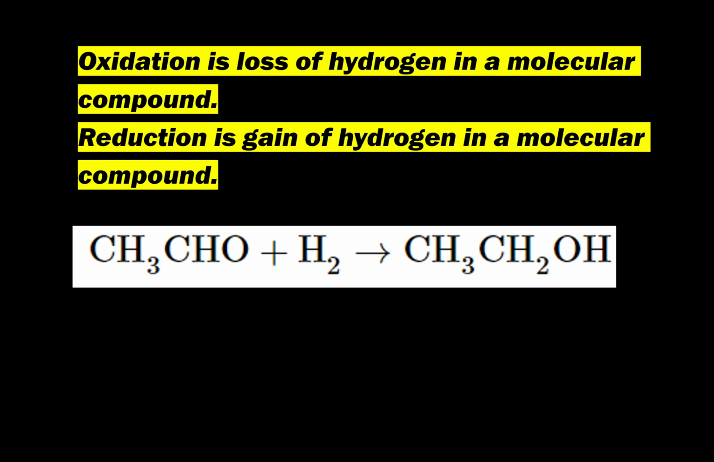Here we also have oxidation being the loss of hydrogen in a molecular compound, and reduction being the gain of hydrogen in a molecular compound. Here we have the reduction of acetaldehyde to produce an alcohol. Right, you guys won't look at these reactions until unit 2 in depth, but I'm just giving examples of what we mean by these four definitions, right? So we have the reduction there.